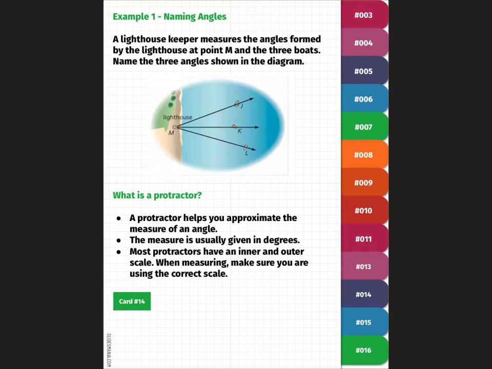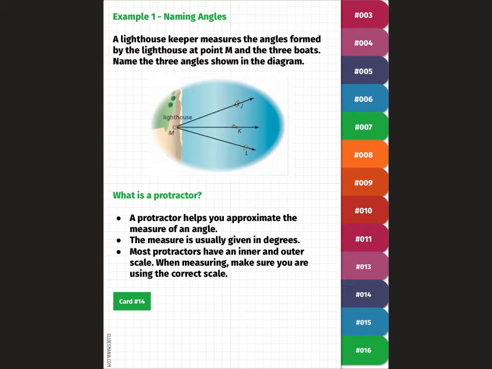So our first example is for naming angles, and it says a lighthouse keeper measures the angles formed by the lighthouse at point M in 3 boats. Name the 3 angles shown in the diagram. So what you're going to do is go ahead and pause right here, see if you can name the angles, and then come back. And when you come back, then I will tell you what the angles are.